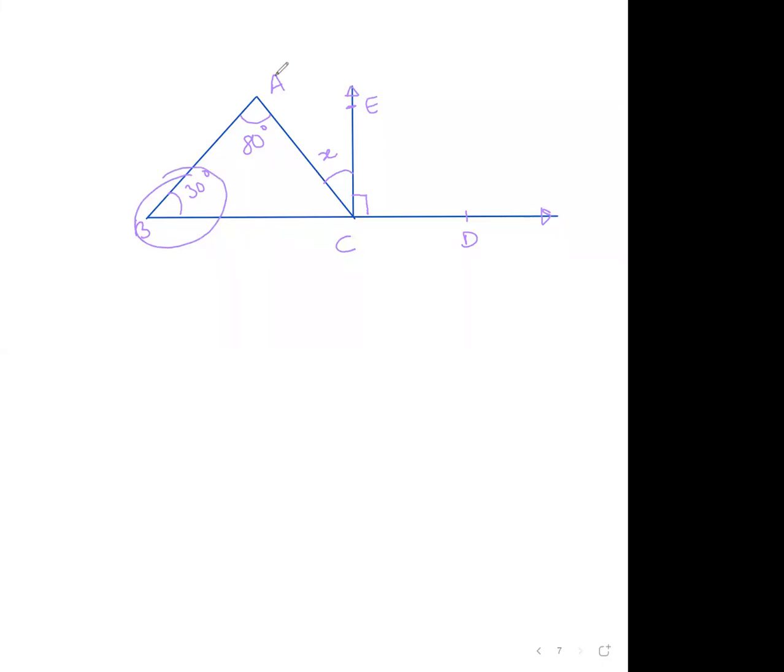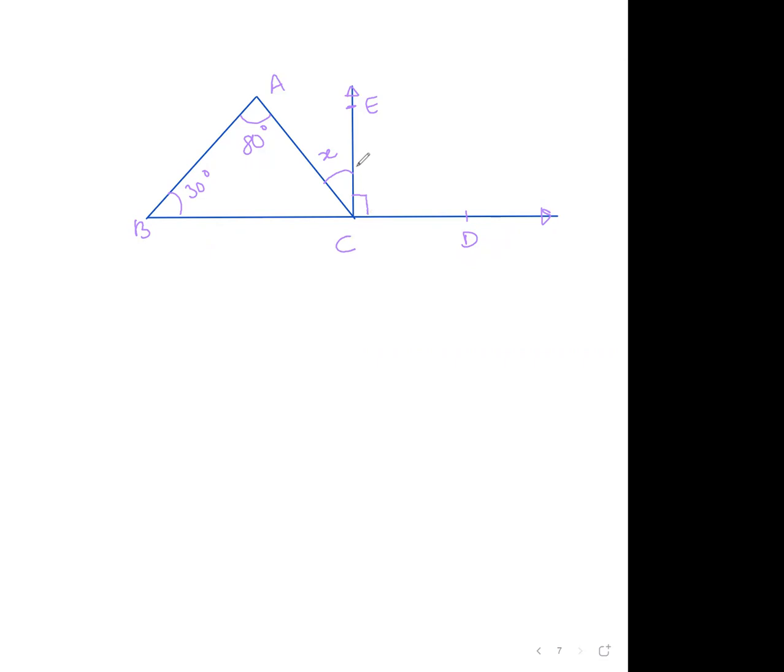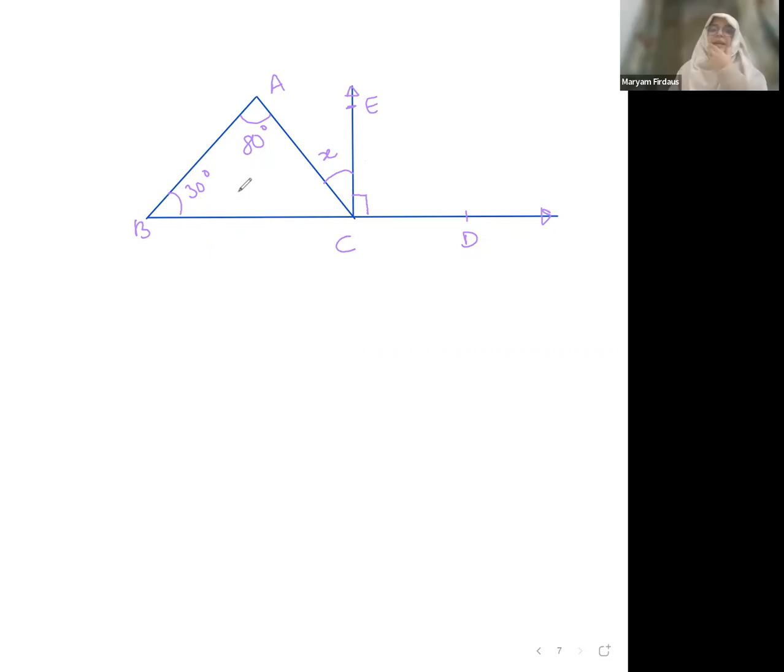No, C and D. C and D? D is a point. There's no angle over there. 90 degree and X. 90 degree and X are forming a linear pair.